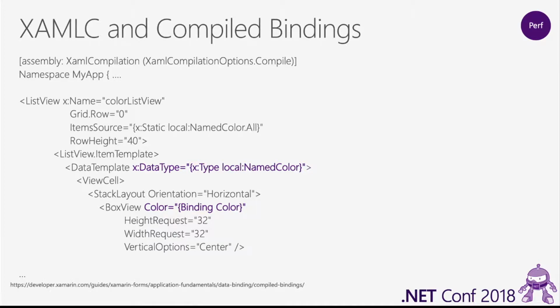So first of all, XAML-C and compiled bindings. XAML-C is compiled XAML, so that's going to give you compile time checking of your XAML. You don't have to wait till runtime to find out if it's going to blow up on you. And then compiled bindings is going to give you that little bit of performance boost for all of your bindings. You specify your data type here, and for example here, I've got a named color, which is coming off of a view model, and then I'm binding to my color. So do simple things like this. It can really improve the performance of your app.